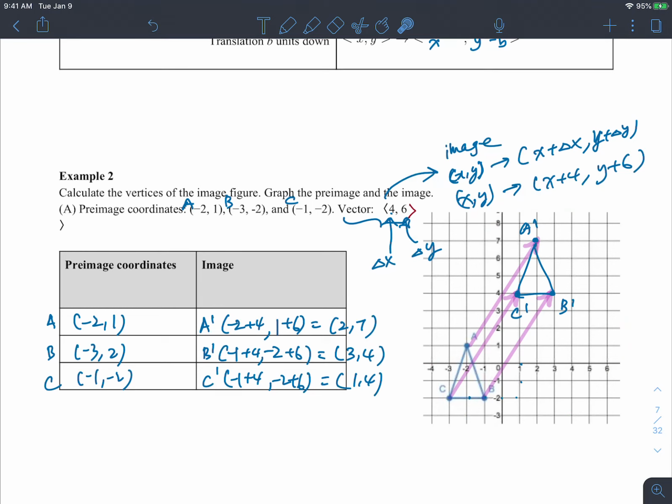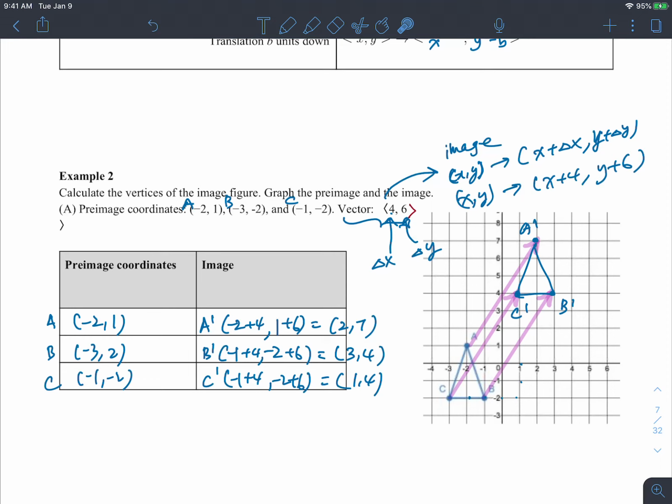But let's confirm. Can we confirm that against the algebraic way of doing it? Let's look at A prime. That is (2, 7). That is correct. B prime, I got (3, 4). That is correct. C prime, I got (1, 4). So if you could do both of them and they come up with a consistent answer, then you know you did it correctly. So it's a good idea to check your algebra work geometrically and your geometric work algebraically. And when you're consistent, you know you did a good job.